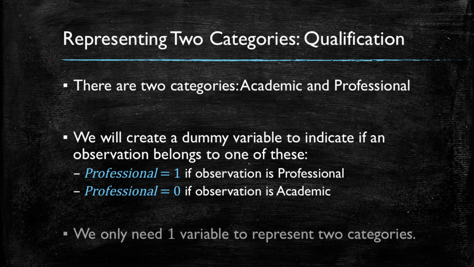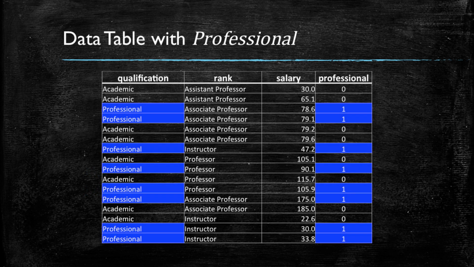Note that we only need one binary variable to represent two categories, because the professor is only going to be in one of these two categories. It's either going to be a 1 or a 0. Once we convert our categorical variable into a dummy variable, in this case we took qualification, and based on the values we constructed the dummy variable professional, we see that whenever qualification is academic, we have a no or a 0 for professional. And conversely, when qualification is professional, we have a 1 for professional.